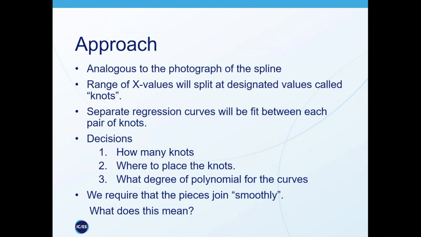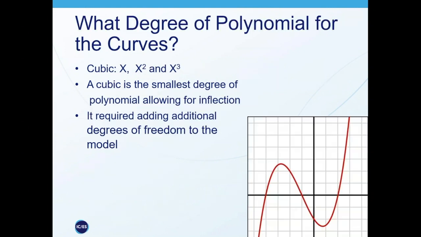So we have three decisions to make: how many knots, where are we going to place them, and what degree of polynomial are we going to use for the curves that fit the data in between the knots. And I'll also explain what I mean when I say that we require the various curves to fit smoothly. So I'm going to answer the third question first. What degree of polynomial are we going to use?